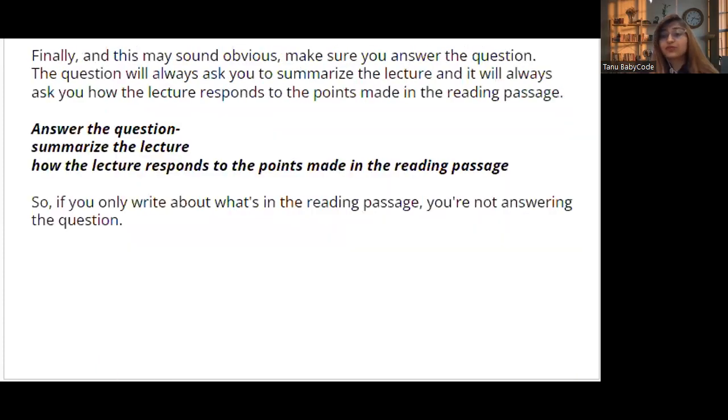because they ask you to summarize. Finally, you have to answer the question, and the question asks you to summarize the lecture and how the lecture responds to the points made in the reading passage. So if you only write about what is in the reading passage, you are not answering your question. You have to answer the question with these 2 points: summarizing the lecture and how the lecture responds to the points made in the reading passage.